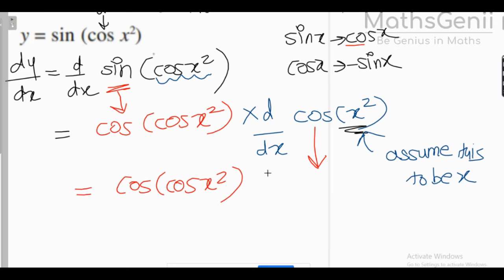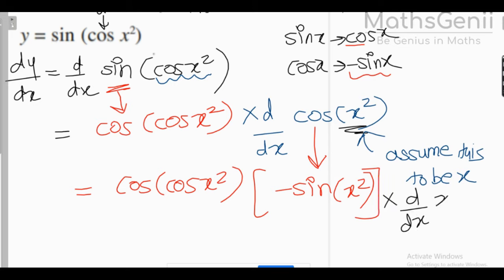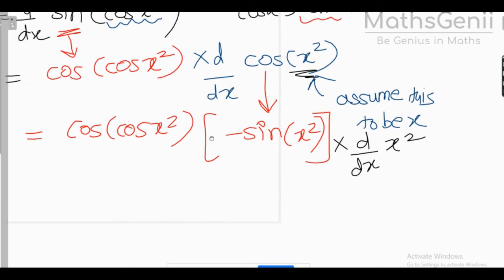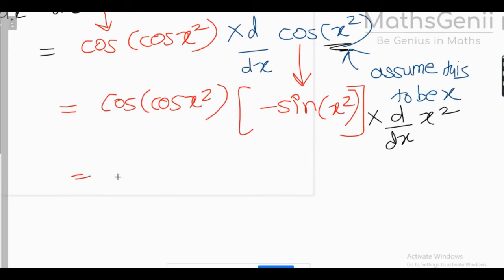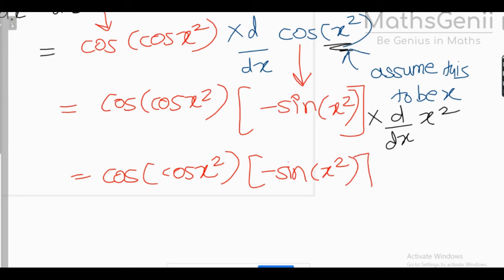What is the derivative of cos? It is minus sine x. But you don't have x here. You have assumed it, so whatever you have assumed, you will have to repay. So now repay, multiplied with the function considered as x. Now x square derivative we know, so now no need to assume anything. This remains as it is, this remains as it is, and the derivative of x square is 2x. So this is your final answer.